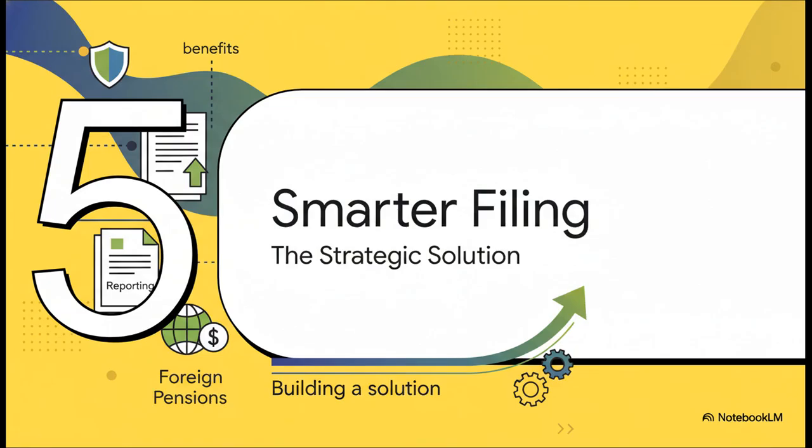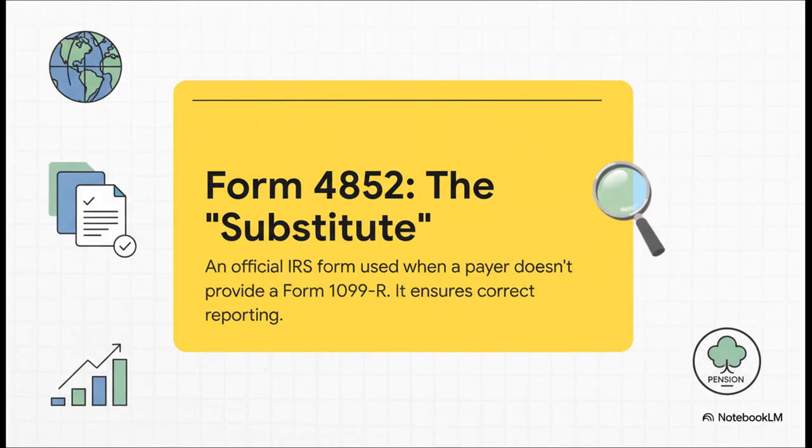All right, enough with the problems. We've seen the trap, we know what's at stake. Let's talk strategy. Let's build the solution that lets you report accurately, e-file if possible, and most importantly, protect those state tax benefits. And the hero of our story is this, Form 4852.